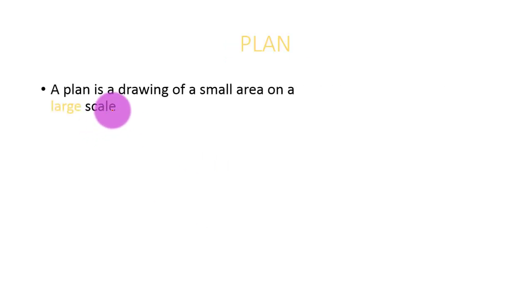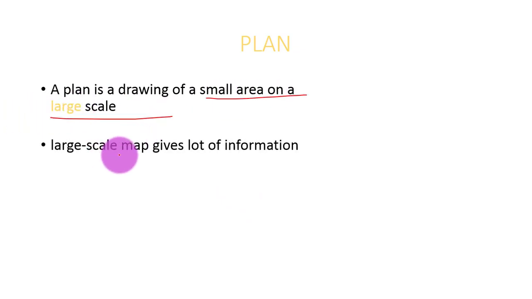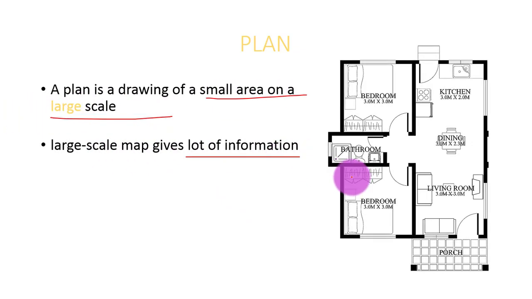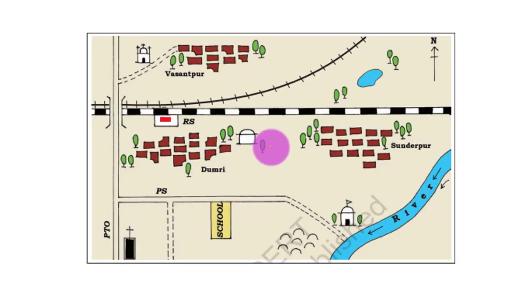And a plan is a drawing of a small area on a large scale, with a lot of information like this. If you make a plan of your house, this is used for a plan because each and everything is situated there, and we use this very carefully. You can see here the map. This is the cardinal point.